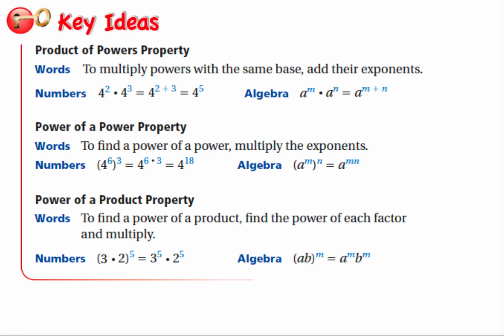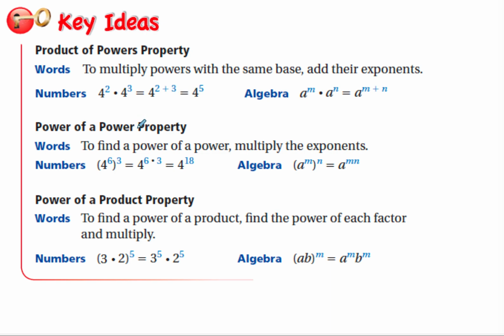All right. So for our key idea for this part of our lesson, product of powers property. It says to multiply powers with the same base, add their exponents. So if I had 4 squared, it's like 2 fours, and then 4 cubed, 3 more 4s. I can do 2 plus 3, and I know that it's like 4 to the 5th power. I have 5 4s to multiply.